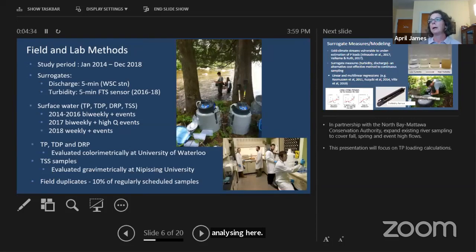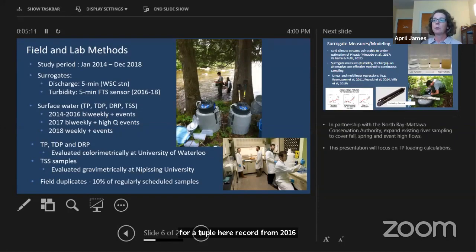So the study period for which we've got data analyzed extends from January 2014 through December 2018. You can see here the river where the Water Survey of Canada gauging site is, where we had discharge data, and where we installed our turbidity probe. And this was installed first during summer periods in 2014 and 2015, and then continuously for a two full year record from 2016 to 2018.